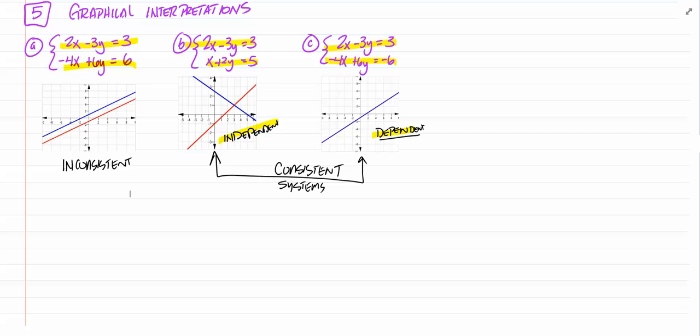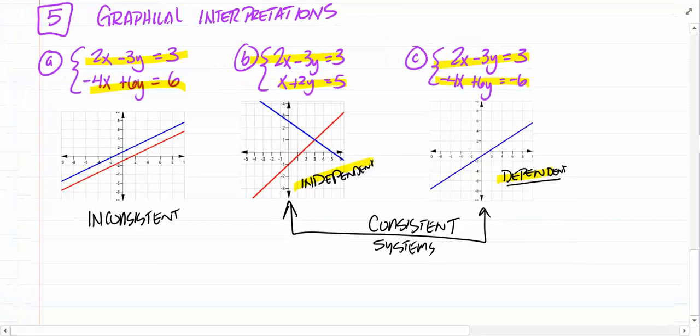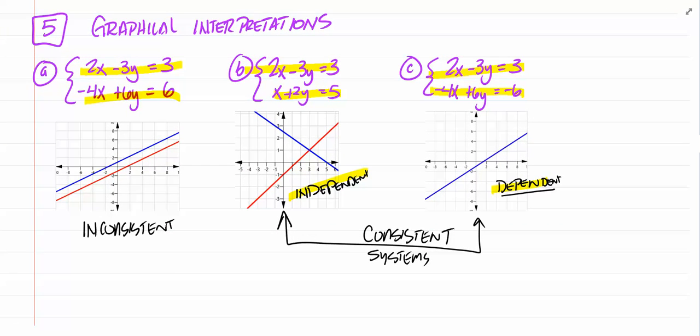So, gentlemen in the front, what did you come up with when you did your inconsistent system with parallel lines? What did you get for the algebra part? When we multiplied the top by 2 to do the elimination method, it came out as 4x minus 6y equals 6, and then all the numbers with variables canceled, so it turned into 0 equals 12. Yes, very good.